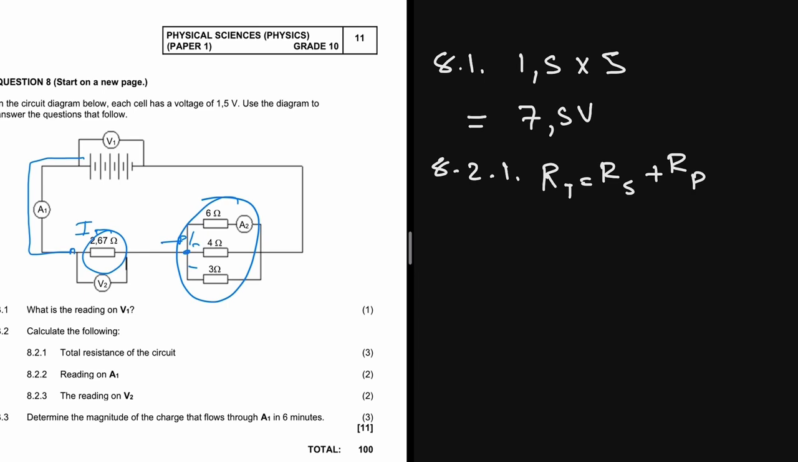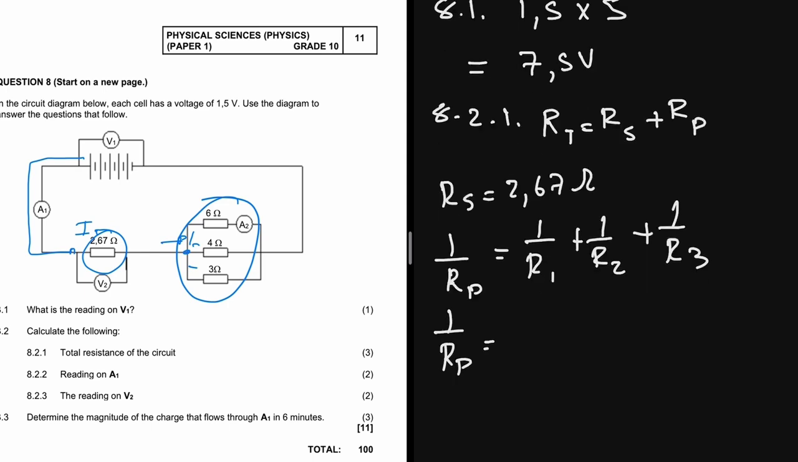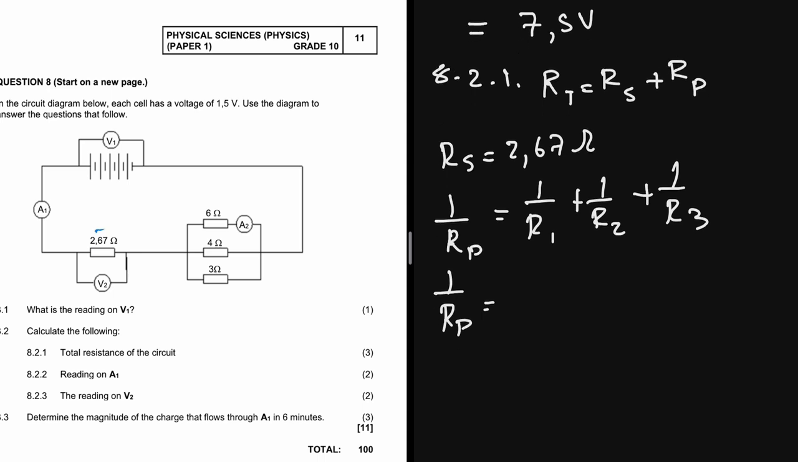So now we can confirm that the total of series is just going to be 2.67 ohms. But to get the total of parallel, we use the equation for parallel resistance, which is 1 over R parallel equals 1 over R1 plus 1 over R2 plus 1 over R3. So to get R parallel, we will substitute our resistances that are in parallel, which are these three resistances. So the first resistance is what?